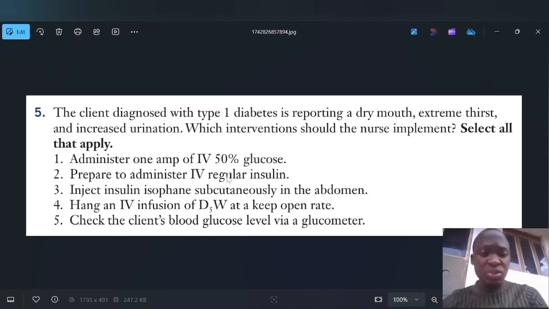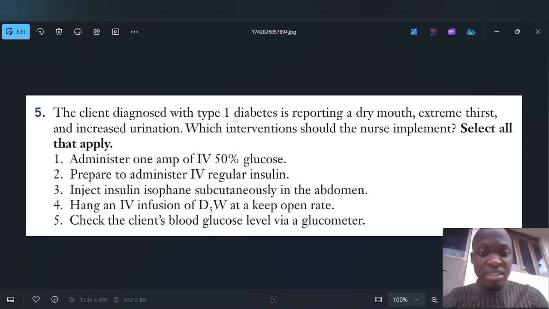Number two, prepare to administer IV regular insulin. Absolutely, guys. Yes, you have to administer this insulin so that it can take this high amount of glucose back into the cells. All right. Number three, inject insulin subcutaneously into the abdomen. What do you guys think is the answer? So this one is wrong. Remember, NPH is an intermediate-acting insulin. This will take so long, 6 to 8 hours. This is an emergency, ladies and gentlemen. So just throw this out.